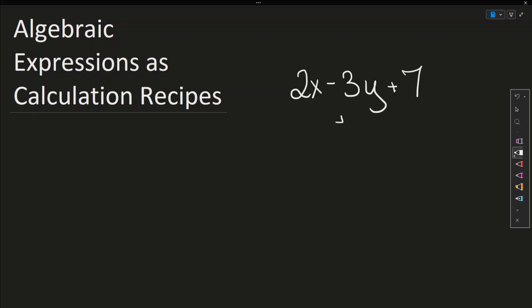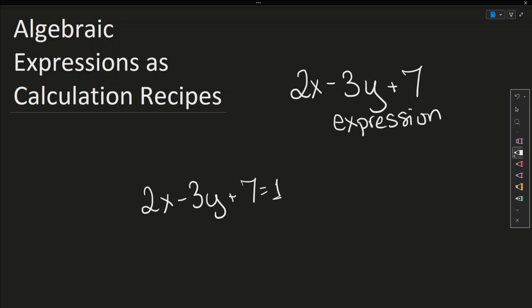2x minus 3y plus 7 is an expression. On the other hand, 2x minus 3y plus 7 equal to 15 is an equation. An expression is like a calculation recipe. An equation makes a statement that two things are equal.